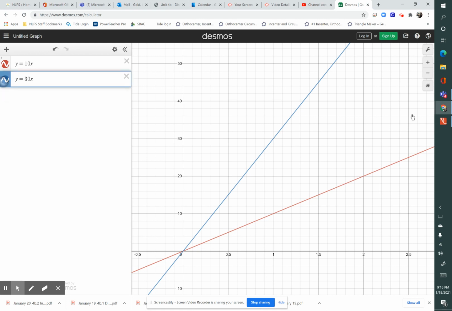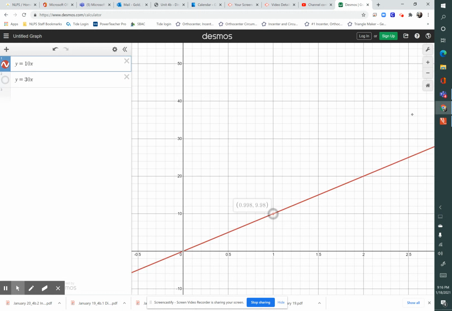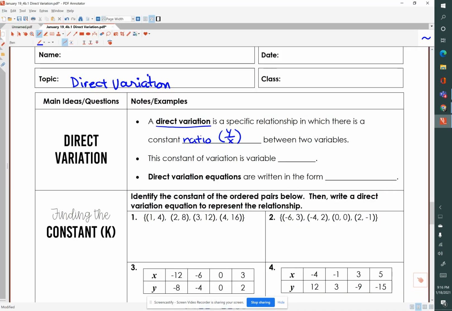Let's look at the paycheck one, $10 an hour. For every hour, we earn another $10. So if we work for 1 hour, we've earned $10. If we work for 2 hours, we've earned $20. If we work for 3 hours, we've earned $30. So that's that constant ratio between the x and the y. And we say the ratio is y over x. Well, the constant of variation, the variable that we use to represent this, is called k.